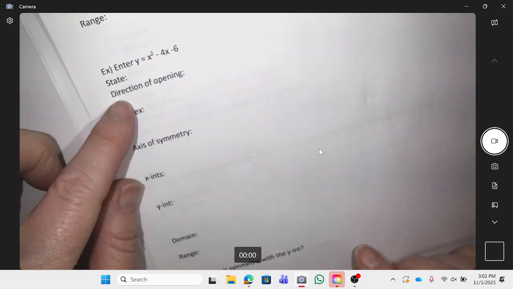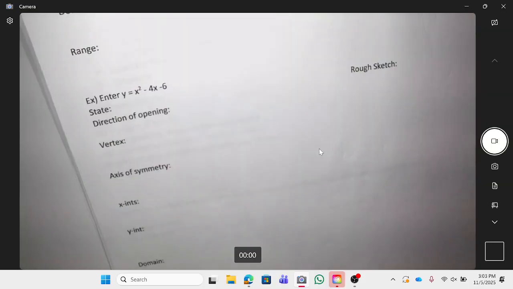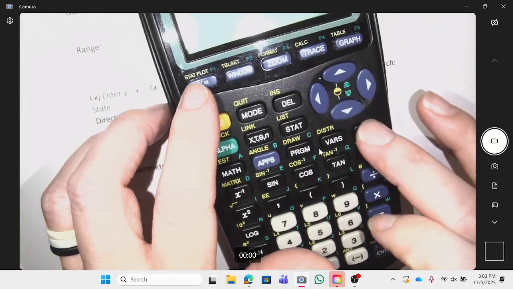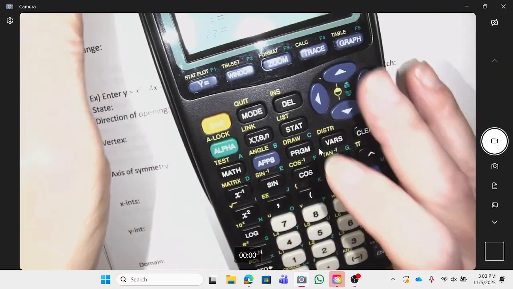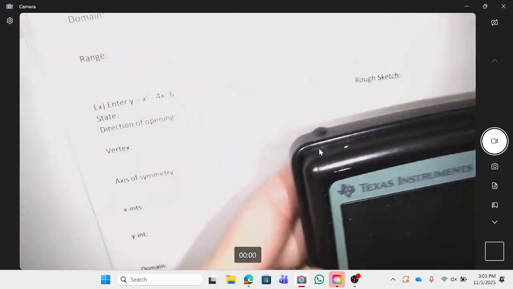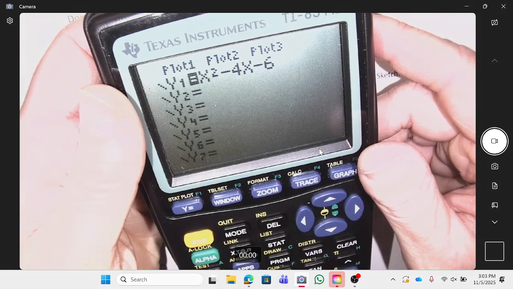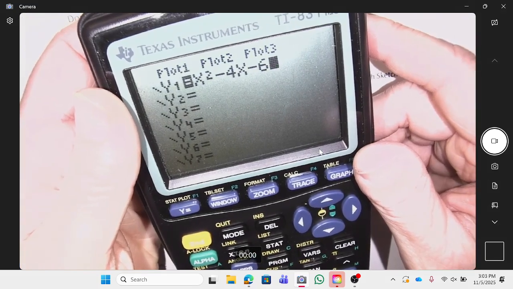Okay, so skip one example, we'll go to this one. Okay, so you're going to let your calculator do most of your work. So you're going to clear whatever you've got in there. Okay, so you're going to type in x squared subtract 4x subtract 6. Okay, all those buttons are the subtracts, not negatives, subtracts.